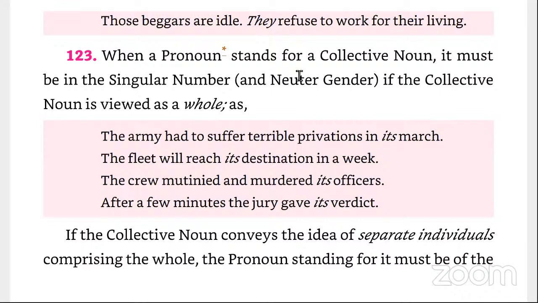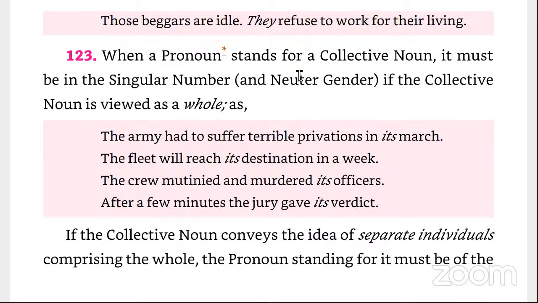After a few minutes, the jury gave its verdict. Jury. Jury is a collective noun. Its verdict. Its. The word its refers to jury. Then what is a jury?